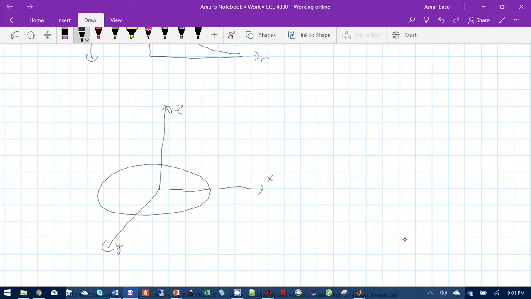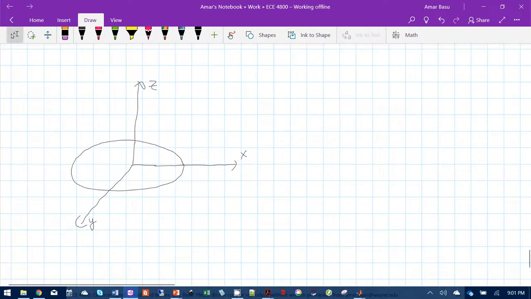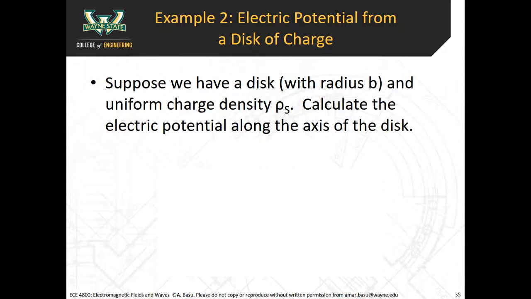That being said, this problem should be done in cylindrical coordinates. It'll make your life a lot easier. Oh, actually, I take that back. You don't have to do it in cylindrical coordinates. The disk has radius b, uniform charge density rho s.